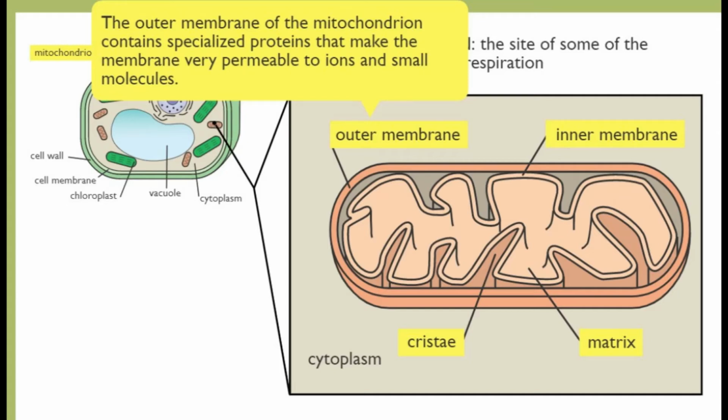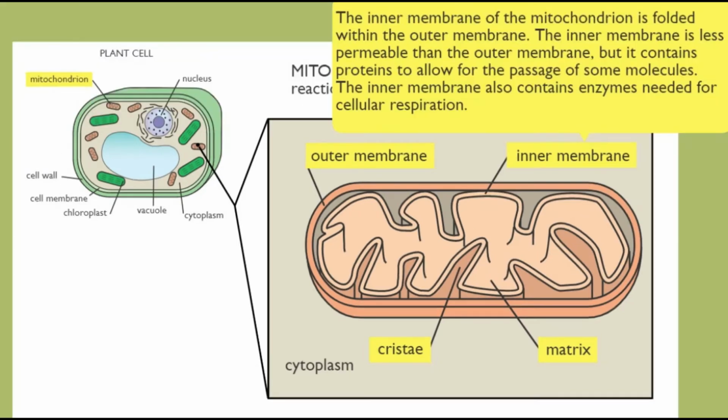The outer membrane of it contains specialized proteins that make this membrane very permeable to ions and small molecules. The inner membrane, however, is folded within the outer membrane. The inner membrane is less permeable than the outer membrane, but it contains proteins to allow for the passage of some molecules. The inner membrane also contains enzymes needed for cellular respiration, so therefore it's really important.